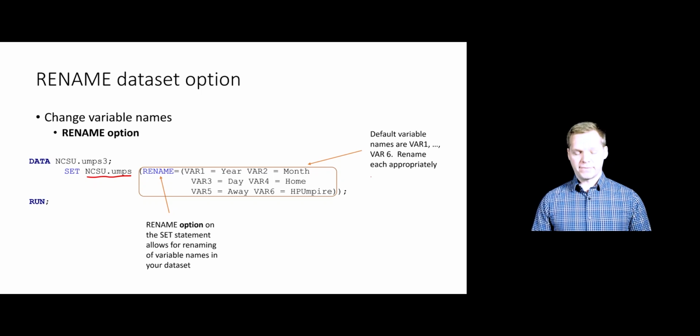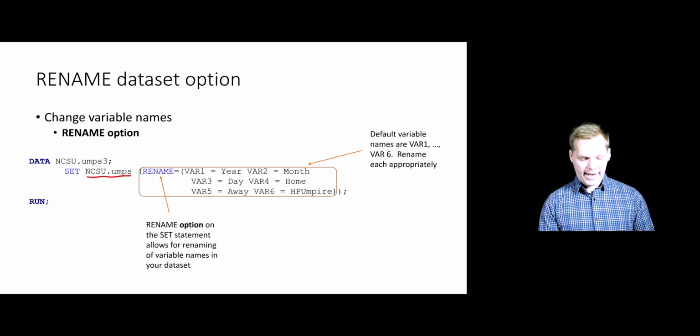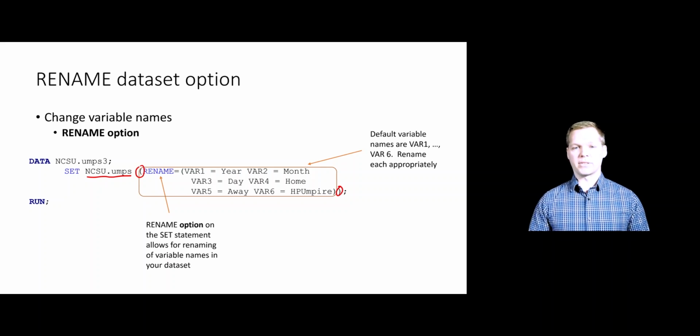Again, the syntax is slightly different here. We need to have a parenthesis after our data set that we're copying. And within there, we can put more than one data set option. That's why we need to have these parentheses. We're going to have the rename option and then how to specify the new variables there. We could also have other options we'll talk about in a little bit.